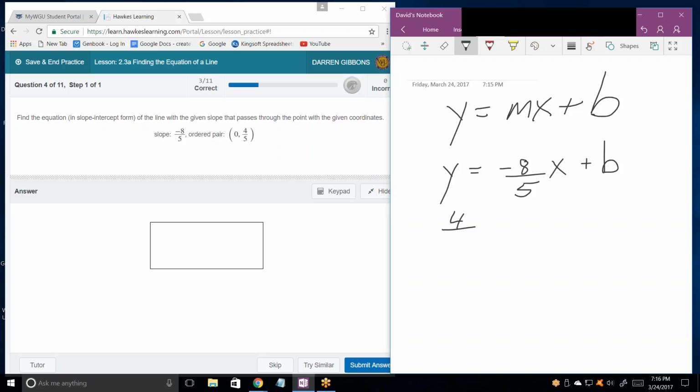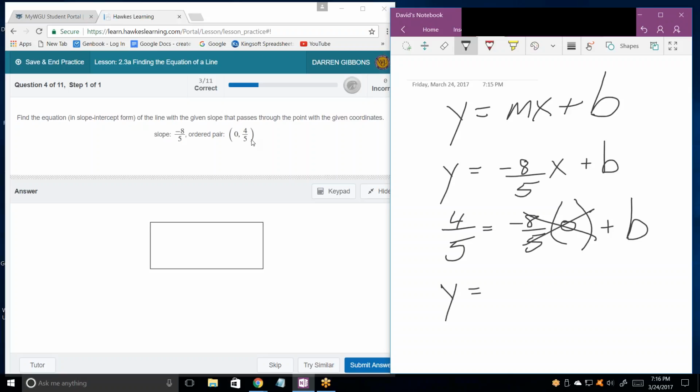4/5 equals negative 8/5 times, not x, 0, plus b. This point that the line goes through has an x-coordinate of 0 and a y-coordinate of 4/5. Therefore, I can plug it into my equation, and that allows me to solve for b. So b equals 4/5, and now what's my equation?